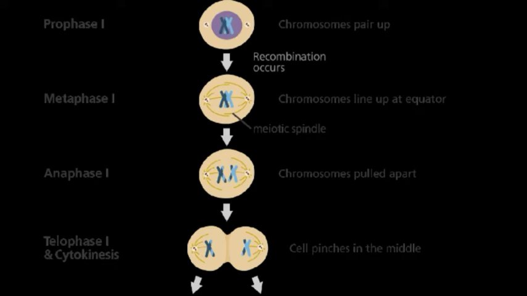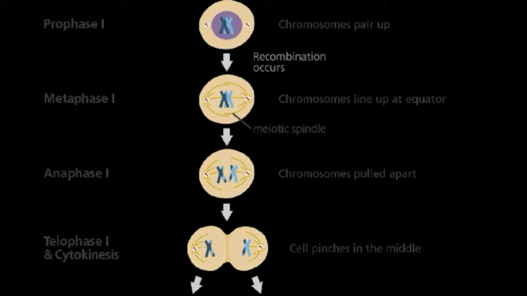When the homologous pairs line up at the metaphase plate, the orientation of each pair is random. In anaphase 1, the homologs are pulled apart and move to opposite ends of the cell. The sister chromatids of each chromosome, however, remain attached to one another and don't come apart.